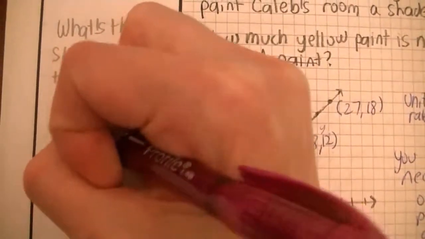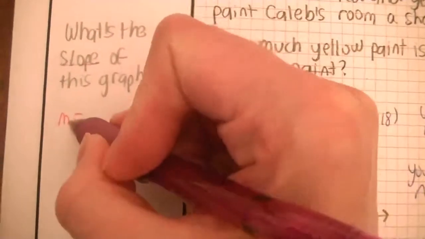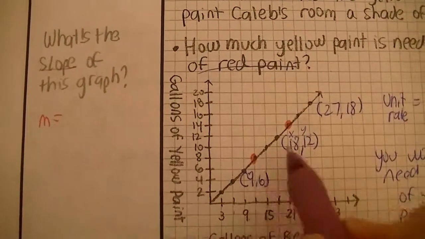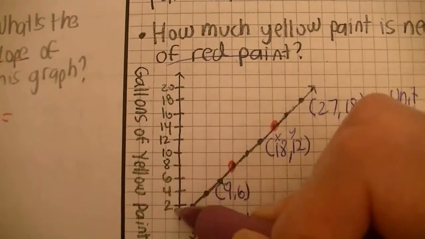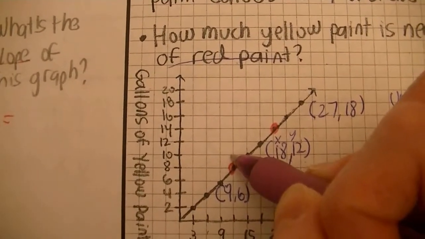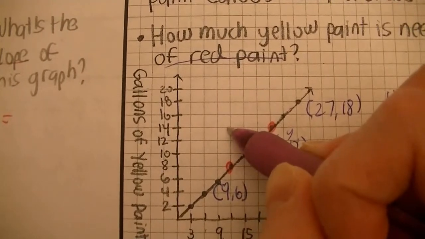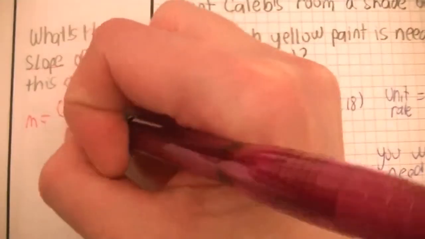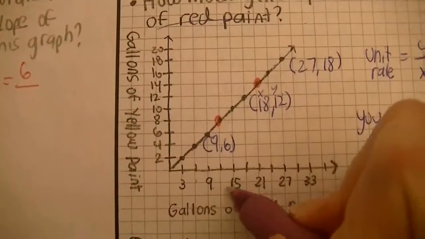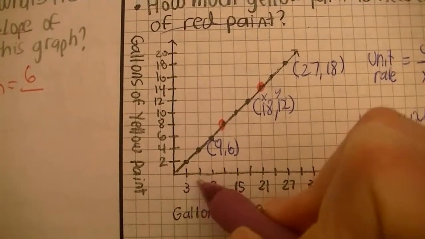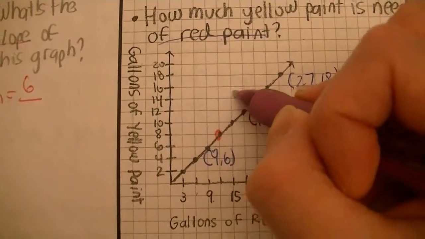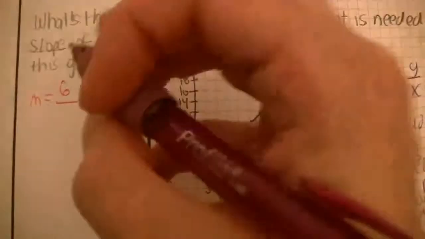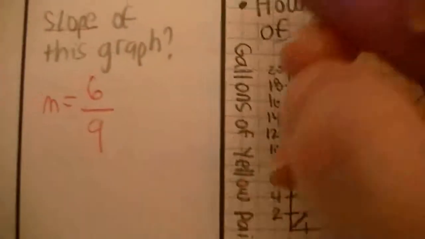So slope is m. That's how they represent it in math. So we're going to go rise over run. So we're going to see how much we rise. Look, it's counting by 2s. So 2, 4, 6 goes on the top. That's the rise. And the bottom looks like it's counting by 3s. So we were here. So 3, 6, 9. Okay, and we can go ahead and simplify that fraction.